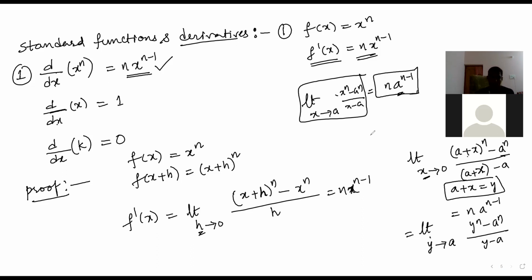The first formula. Yes, sir, I understood. If you remember where it is coming from, then you can understand n times x to the power of n minus 1. So the proof is also very easy there.